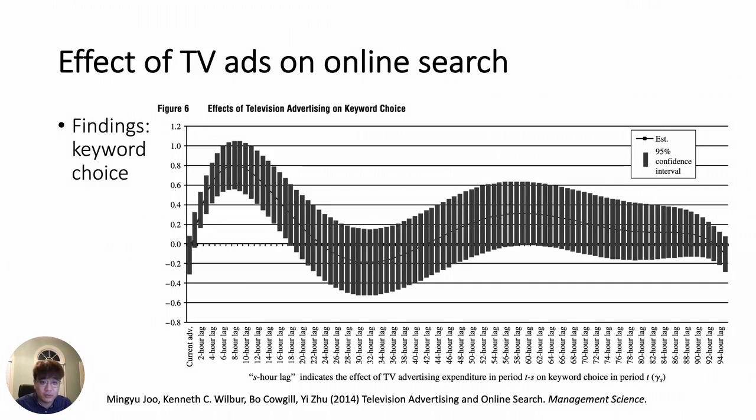This figure shows the effect of lagged brand advertising expenditures on the share of brand keyword queries. Overall, TV ads increase brand keyword choice. 16 of the first 18 lagged effects are positive and statistically significant. Compared to the category expansion effects of advertising, this effect lasts much shorter.